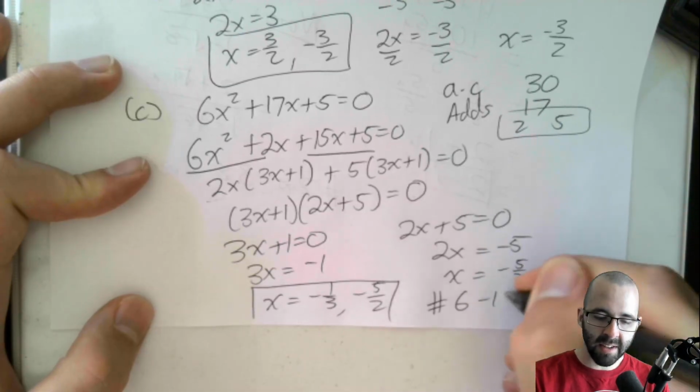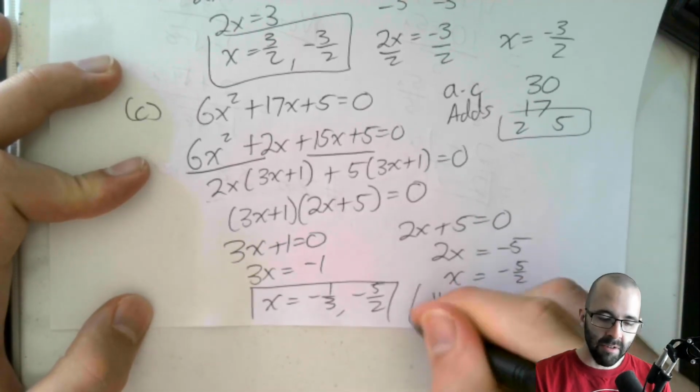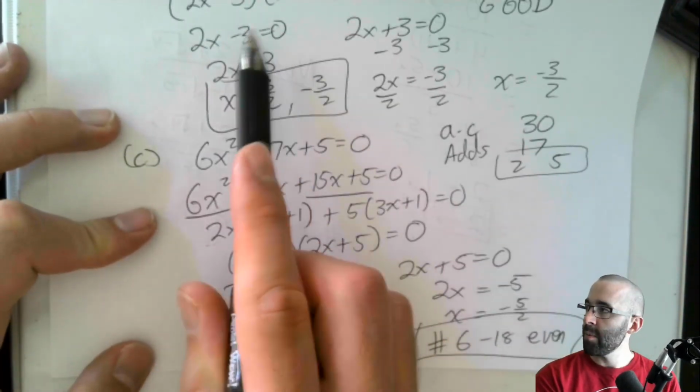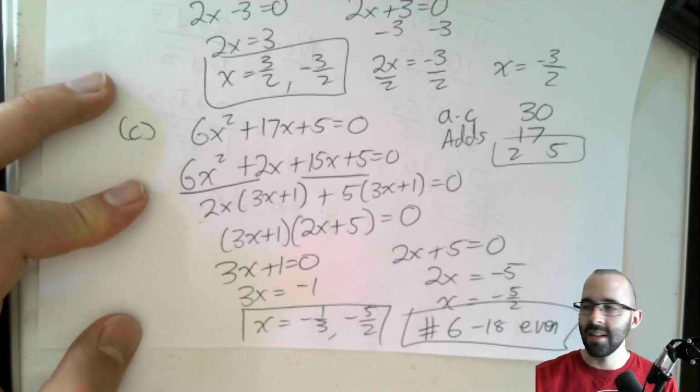Anyway, do problems 6 through 18 even. Factor them. It's even good practice. Practice the AC method. Practice factoring with difference of squares like up here, 6 through 18. Go ahead. Keep going.